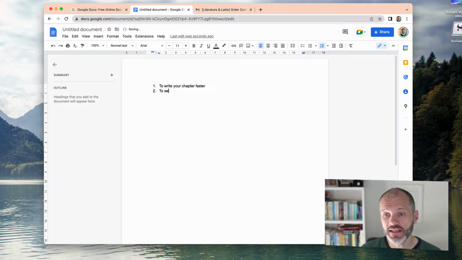The second reason is to save time self-editing. And I'm going to show you in a moment why creating a chapter outline will help you save time self-editing. And the third reason is to avoid writer's block. The fourth reason is to figure out where your chapter fits in with the rest of your book, because when you have an outline, you can arrange all of the elements within a chapter and also see where the chapter fits in relation to other chapters in the book.